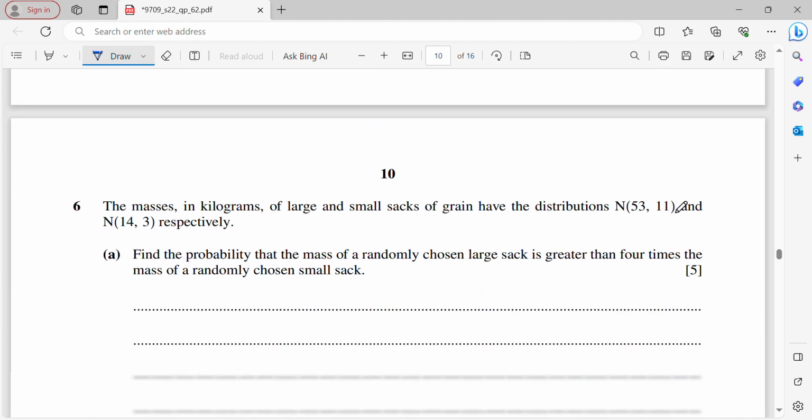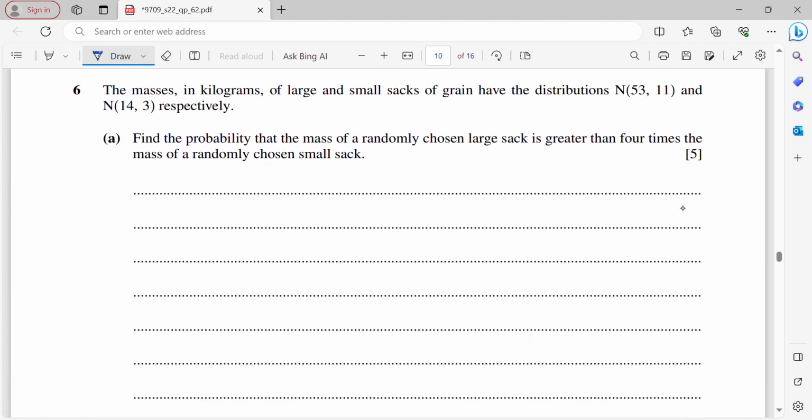Now, question number 6. The masses in kilograms of large and small sacks of grain have the normal distribution 53, 11 for the large sacks of grain, and for the small one it will be normally distributed with mean 14 and variance 3. A. Find the probability that the mass of a randomly chosen large sack is greater than 4 times the mass of the randomly chosen small sack.